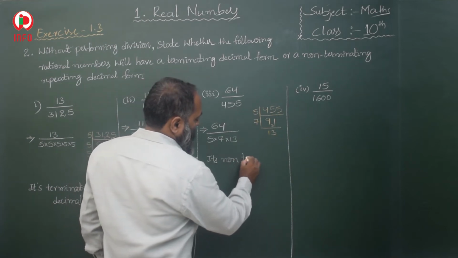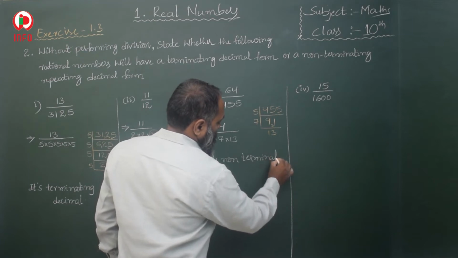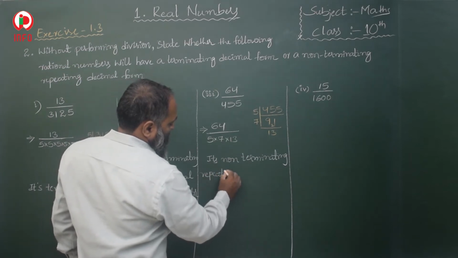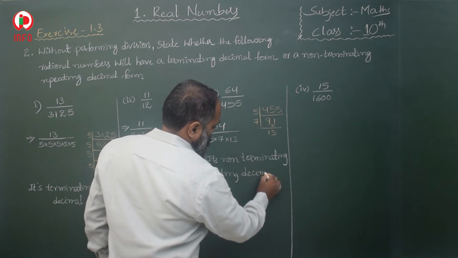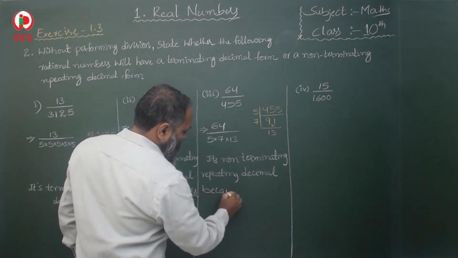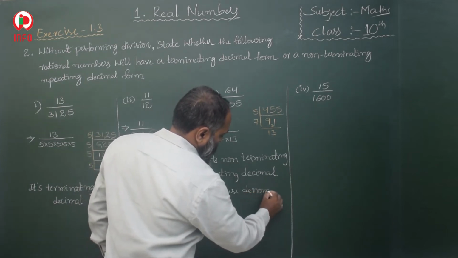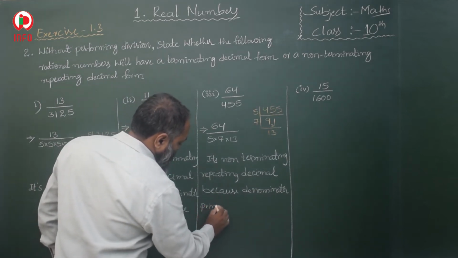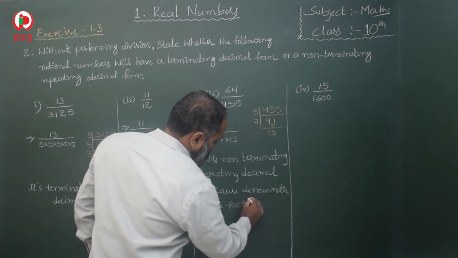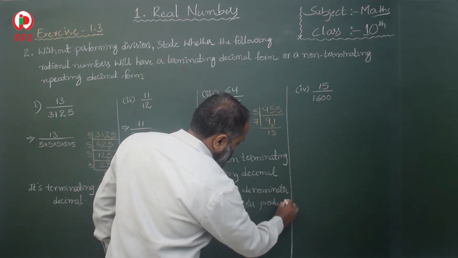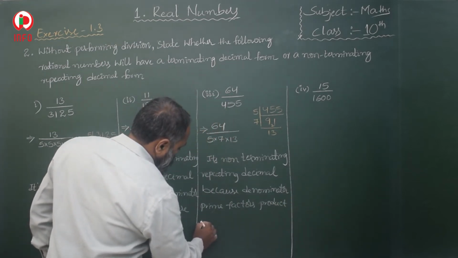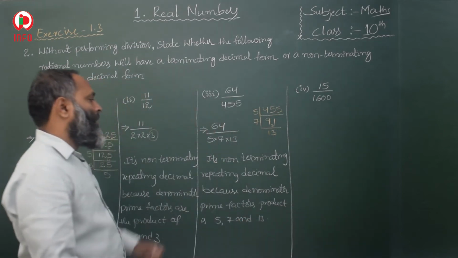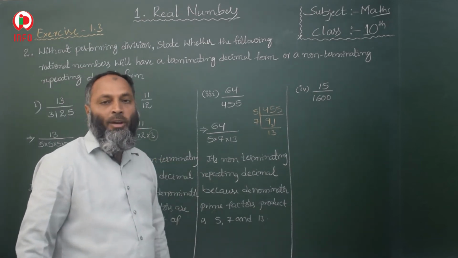It's a non-terminating repeating decimal, because the denominator's prime factors product is 5, 7 and 13. That is why it is not a terminating decimal. It is a non-terminating decimal.